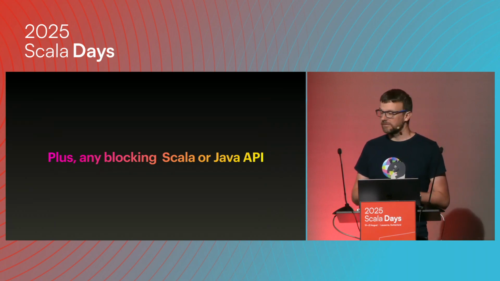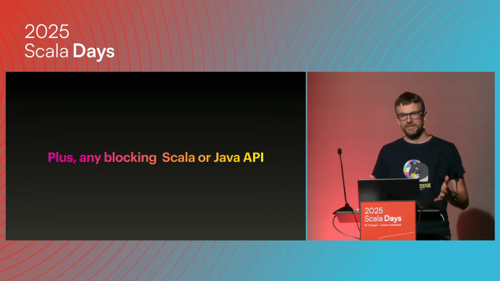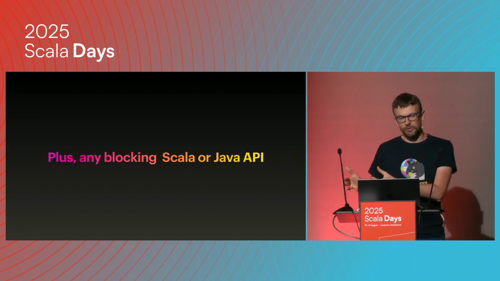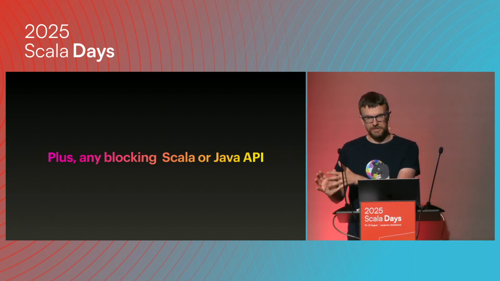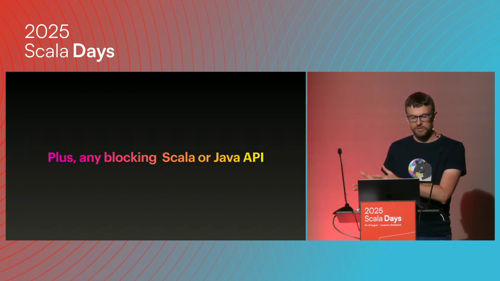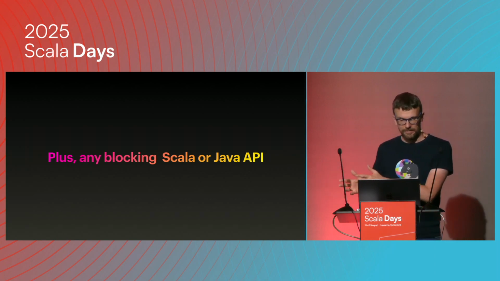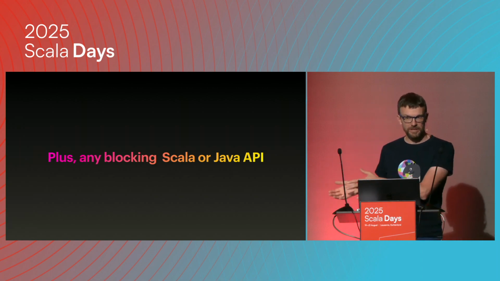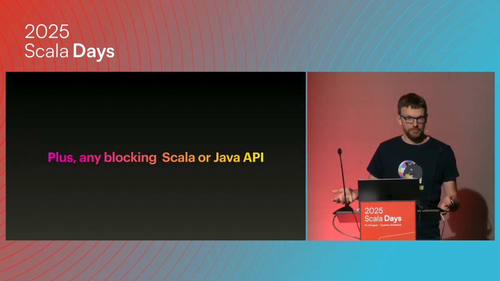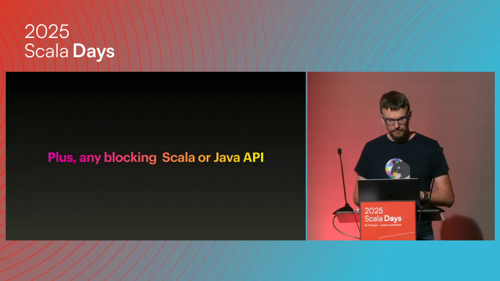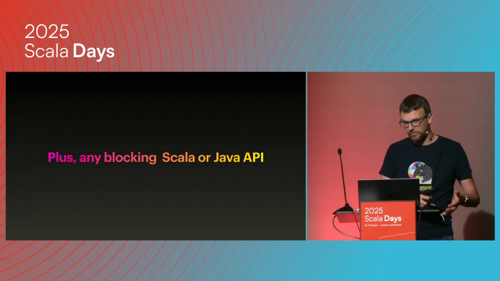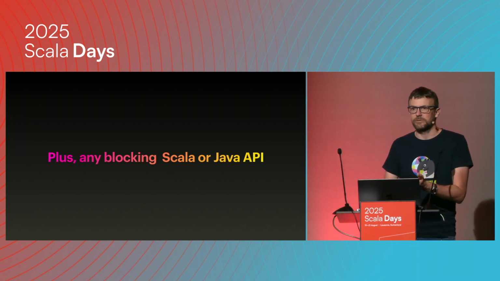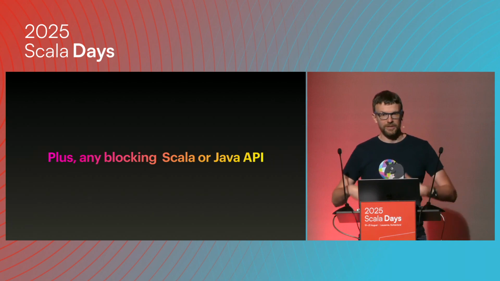And in fact, you can use any blocking Scala or Java API, right? So the good thing is you don't really need to create Ox-specific libraries. If you are using a Java library or a Scala library which uses blocking APIs from the JVM, it integrates nicely with Ox, right? Of course, they might use Ox for concurrency and resiliency, but you don't need anything special to integrate them. You can just use them.